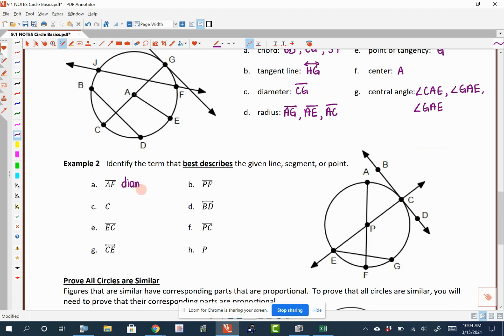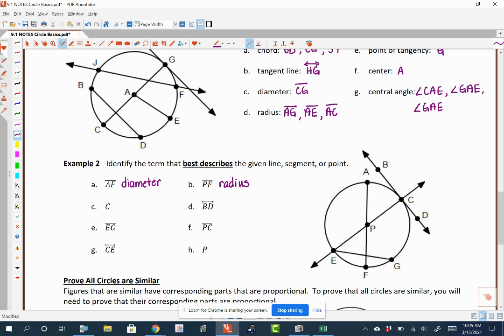So my best description here would be a diameter. Problem B, segment PF. So from P, which is the center, to F, this is not going all the way across. It's just from the center to a point. So this would definitely be a radius.